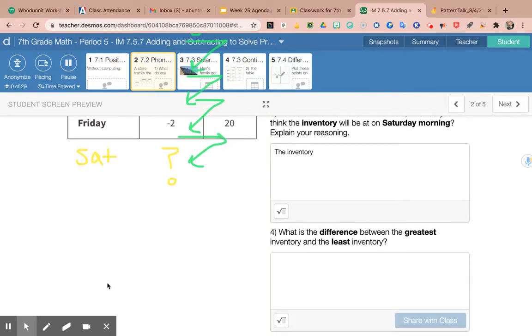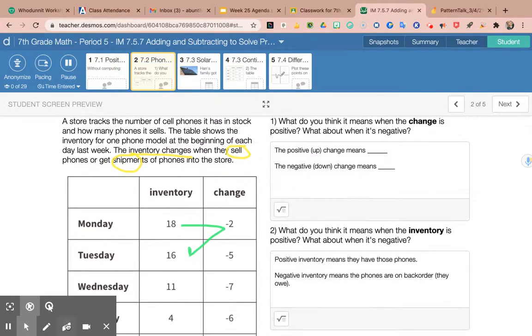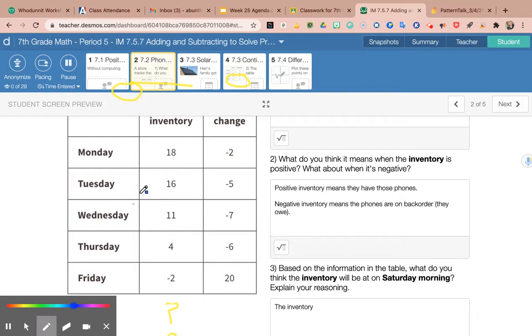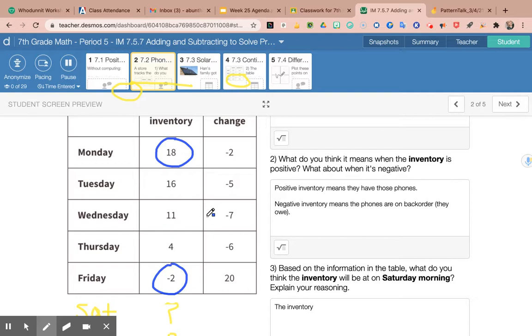And then number 4, it says, what's the difference between the greatest and the least inventory? So let me go ahead and scroll up real quick. So what's the difference between the greatest and the least inventory? So we look over here. The greatest inventory was 18. The least inventory was -2. It wants to know what's the difference, or how far apart they are. So difference would be 18 minus, difference, and then -2.